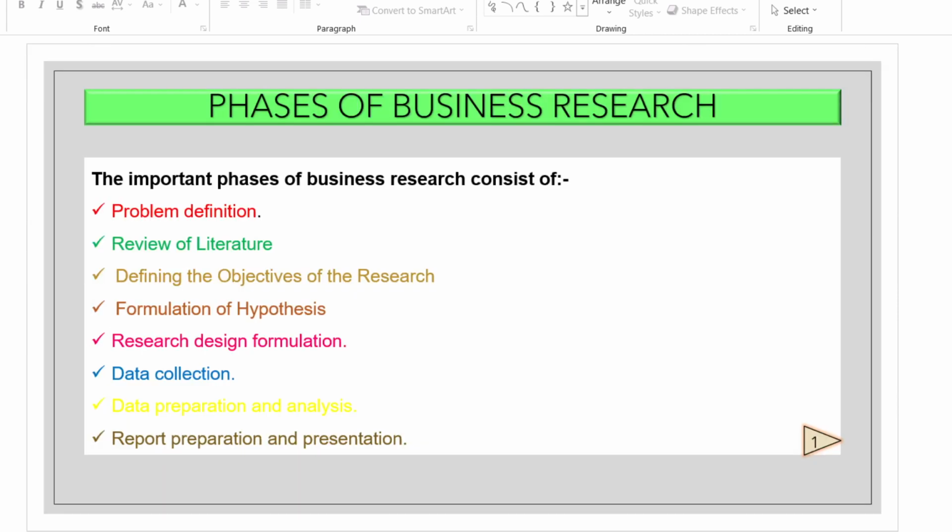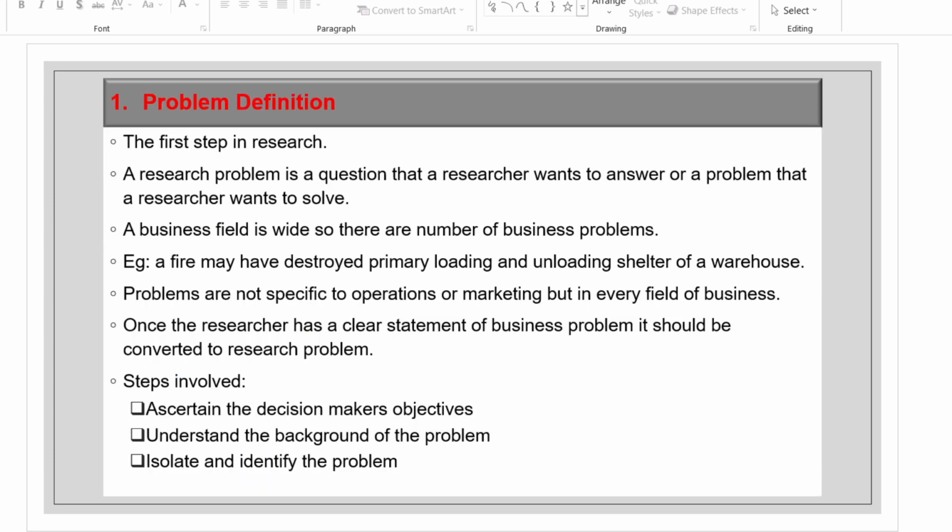There are 8. The first step is problem definition. The next is review of literature, defining the objectives of the research, formulation of hypothesis, research design formulation, data collection, data preparation and analysis, report preparation and presentation. Let's see one by one. The first one is problem definition. It is a first step in research.